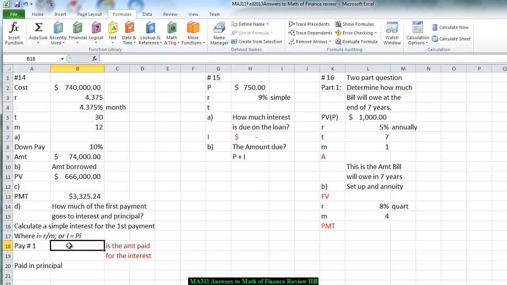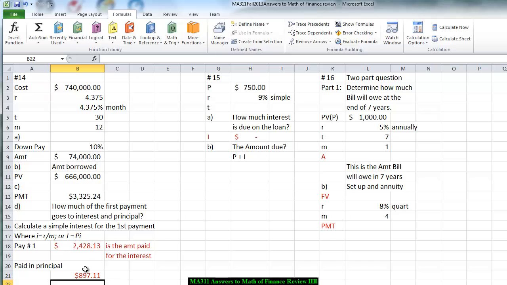So therefore, our interest is going to be equal to the amount we borrow, which is $666,000, times the interest rate, which is 4.375%, divided by 12. And that tells us that $2,428.13 is the amount we paid for interest. Now we want to know how much we paid in principal. So we take the amount of the payment minus the amount of interest, and therefore $897.11 of our first payment goes to pay down the principal.